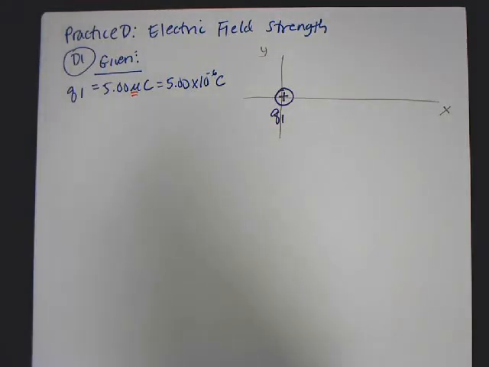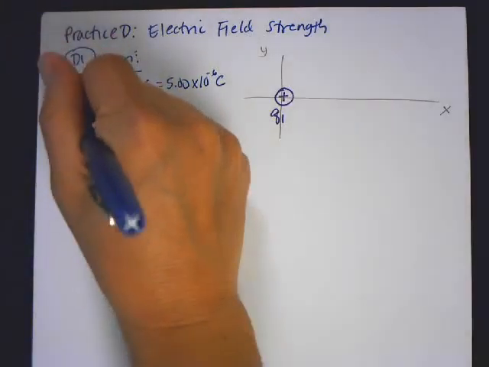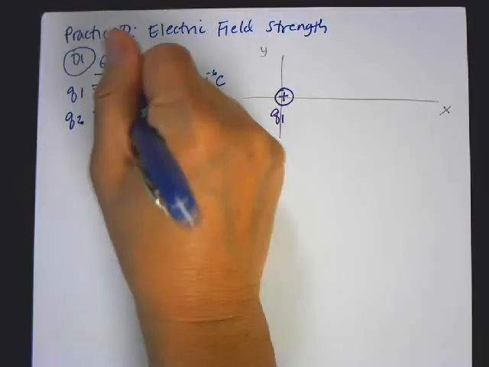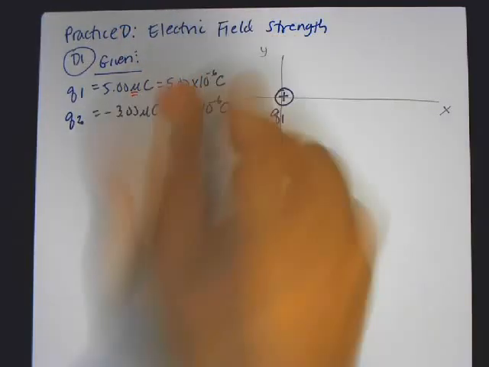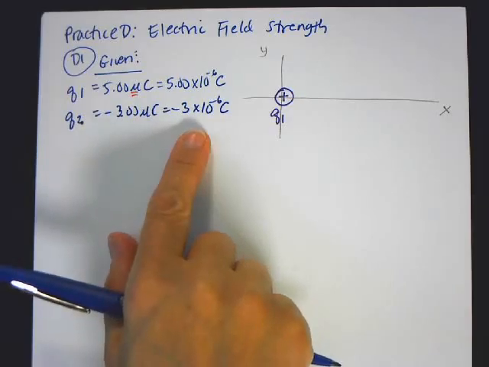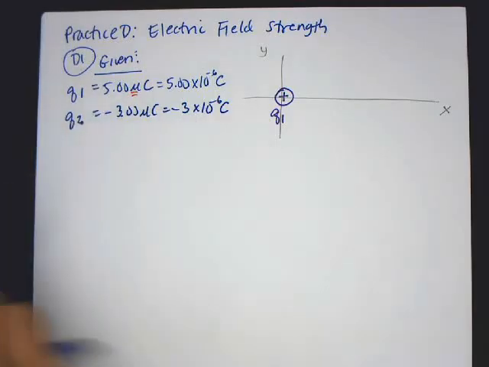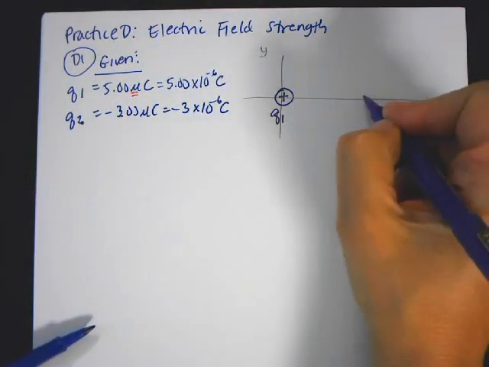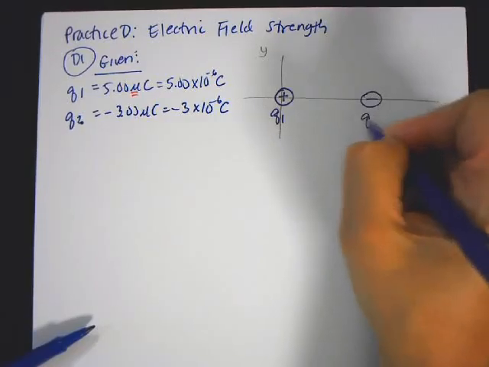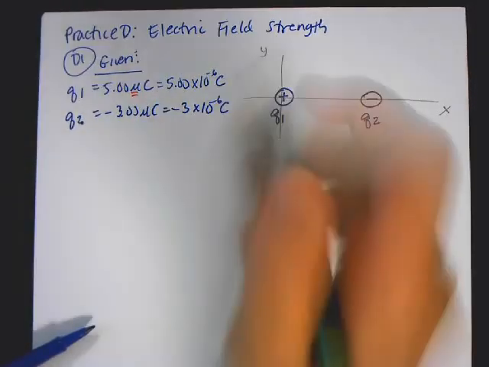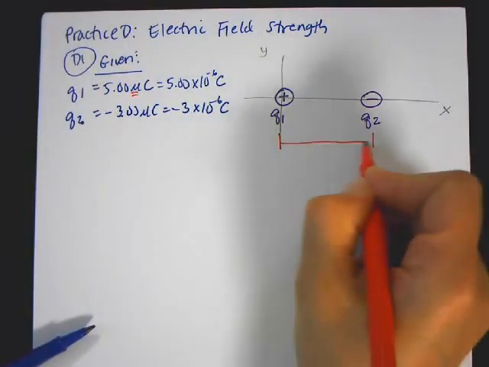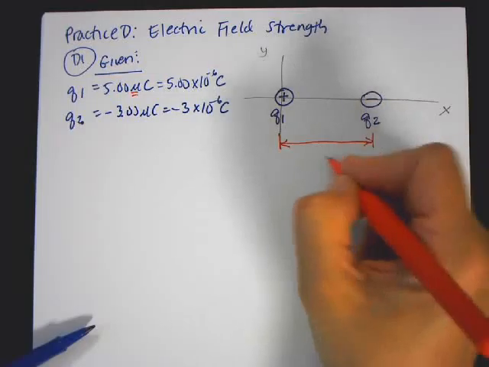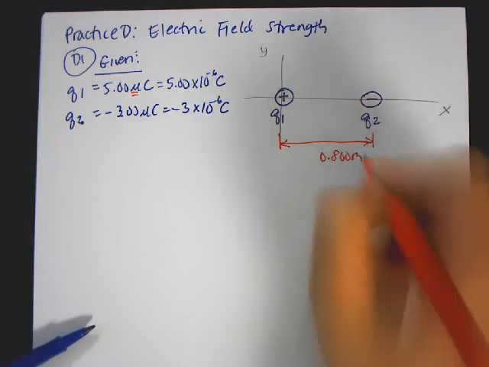A second charge, Q2, is equal to negative 3 microcoulombs. So that's negative 3 times 10 to the negative 6 coulombs, and it's on the x-axis at 0.8 meters. So now I'm going to draw that over here. This is Q2, and I know that this distance from here to here is equal to 0.8 meters.